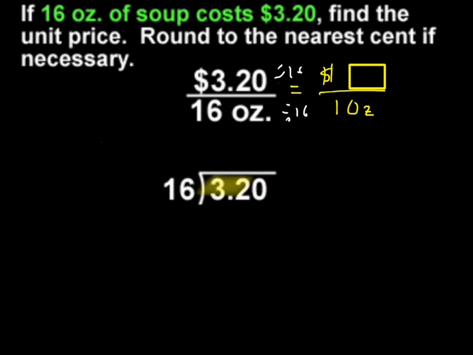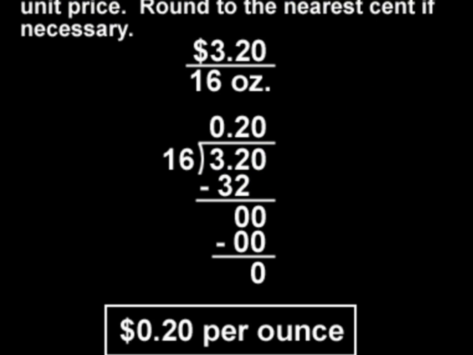Well, 16 doesn't go into 3, so I put 0 here. I carry my decimal. And 16 times 2 equals 32. So I subtract. That equals 0. I bring down this 0. And 16 times what equals 0? 0. I'm all done. So my answer is 0.20, or 20 cents per ounce. So that's how much the soup costs.